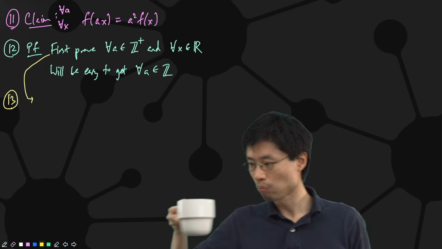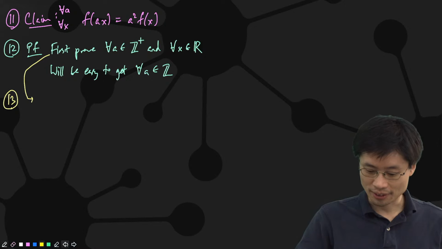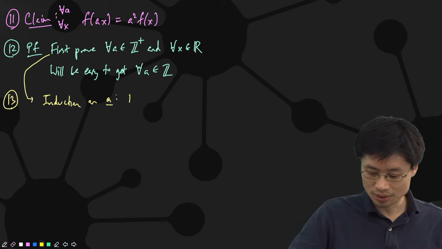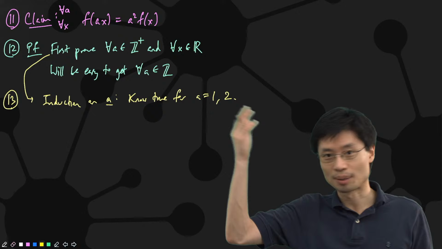Okay. So we have f of x equals f of x, and then f of 2x equals 4 f of x. So we have it true for a equals 1 or 2. For a equals 1, it's just obvious, right? So we want to do some kind of induction on a. And you know it's true for a equals 1 and a equals 2. A equals 1 is just plain obvious, f of x is equal to f of x. A equals 2, we did it from somewhere else, f of 2x is 4 f of x. But now what?